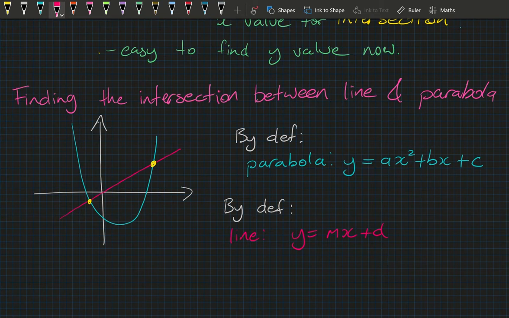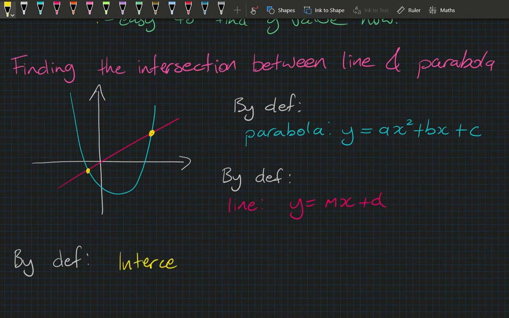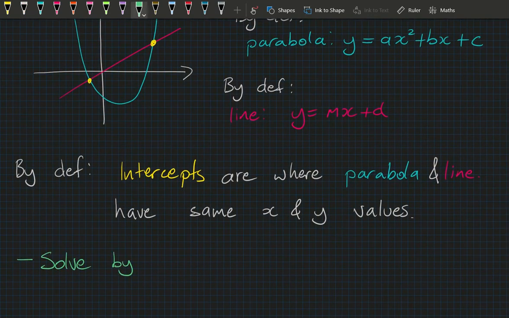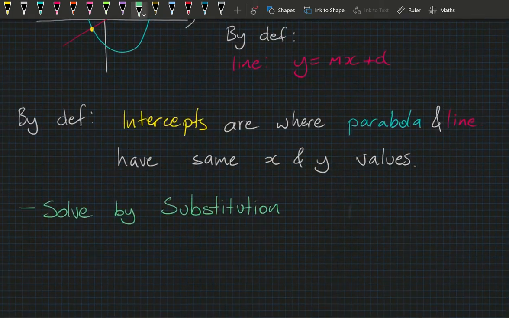I mean d, and I've deliberately chosen d so we don't confuse it, even though I seem to somehow still have done that. Anyhow, by definition, the intercepts are where the line and the parabola have the same x and y values. And the easiest way to solve this is using substitution, which I must admit is the one I said not to do so much of in linear. But in circumstances like this, you're going to find that elimination is no good and we want to use substitution.